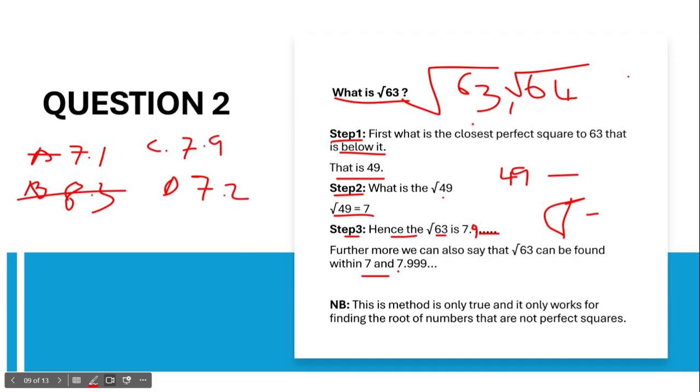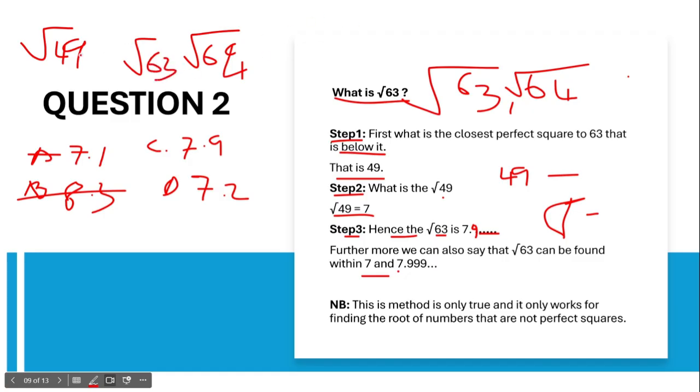From this next observation, you can see that 63 is closer to 64. So the answer should be closer to the square root of 64 rather than the square root of 49. What does this mean? It should be closer to the right-hand side rather than the left. Why? Because the square root of 63 is closer here, since after 63 we have 64.